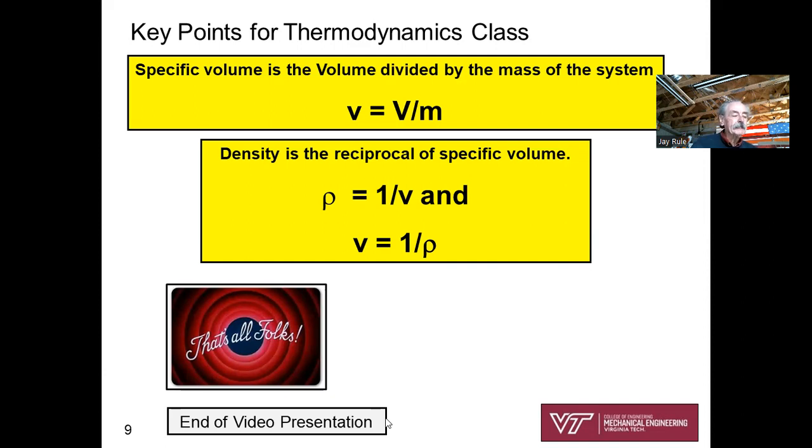So here are the key points. Specific volume is the volume divided by the mass. Important to commit that to memory. Density is the reciprocal of specific volume. Rho is equal to 1 over v, and so therefore v is 1 over rho.